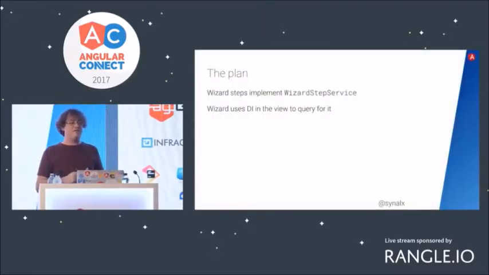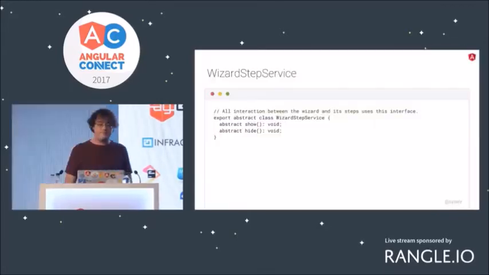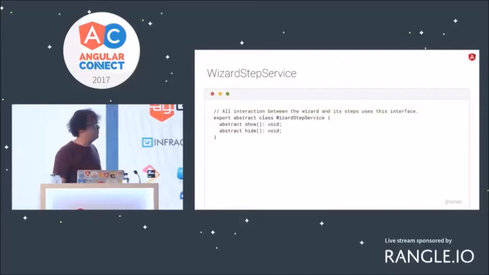So our plan is to have each wizard step implement an interface. Right? This is a common API that our wizard is going to depend on. And using a DI query, the wizard can then read the service from every step without necessarily knowing what type the step is in the first place. So let's start by defining our service. Right? It's going to be an abstract class because we're going to use it as a DI token. And it has to have all of the methods that we're going to require each step to implement.